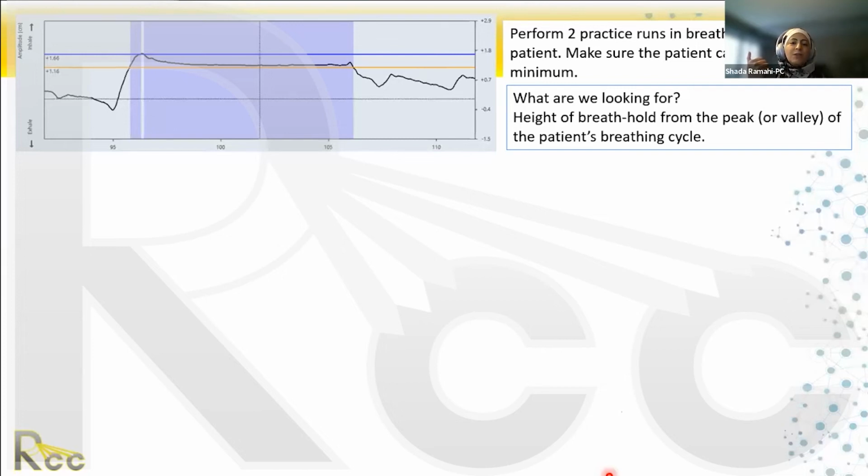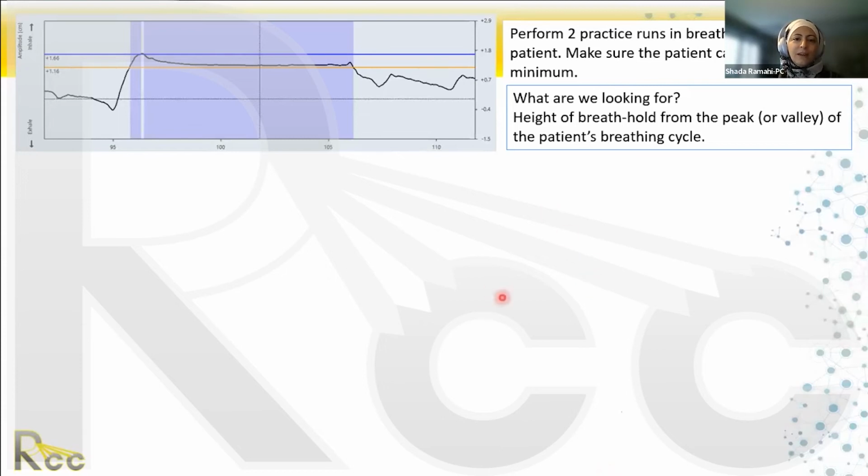The reason is 20 seconds is the minimum time you need to do a CT scan. So if they cannot hold their breath for 20 seconds, it's meaningless. If they cannot hold the breath for 20 seconds, do you think they're going to hold it long enough for the treatment to be delivered? And of course, the answer is no.